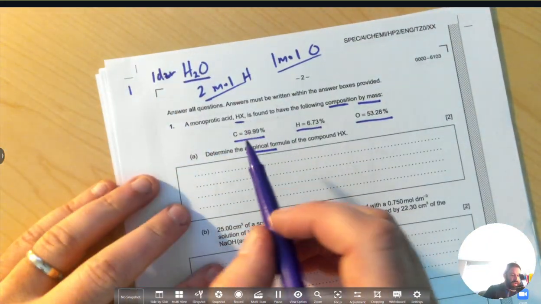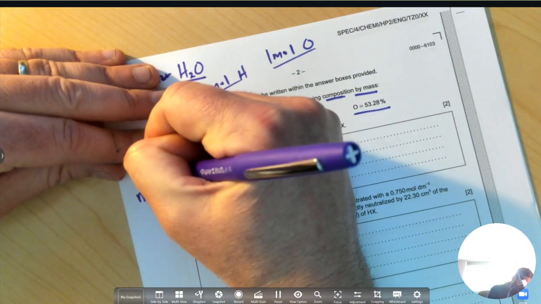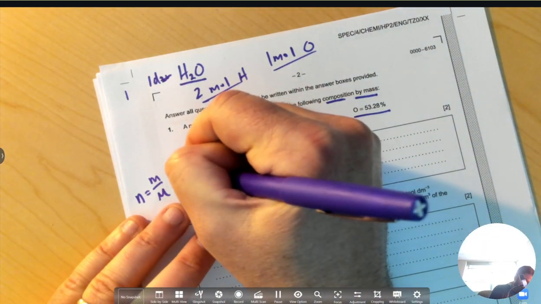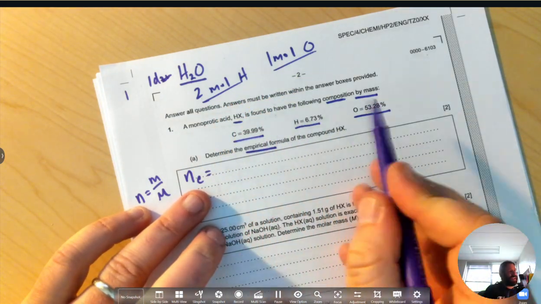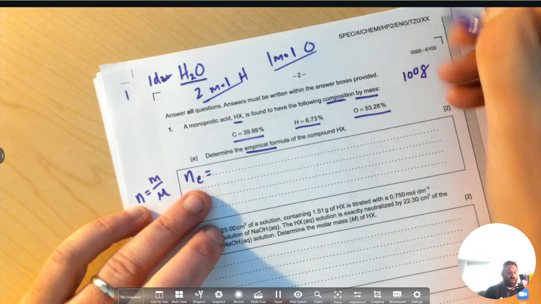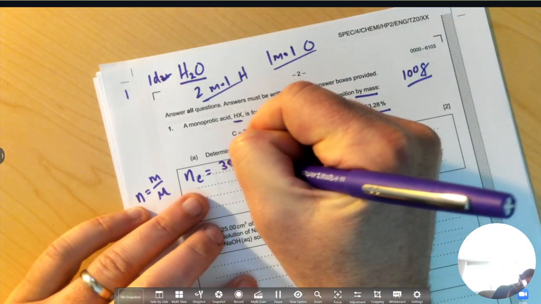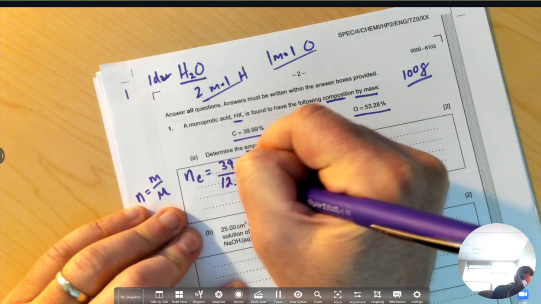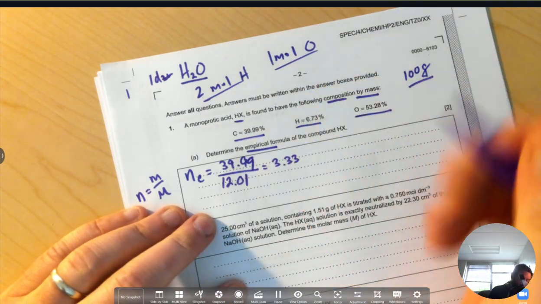So basically what I got to do is just find out how many moles of each of these things I have. So if you look in the data booklet, moles is mass divided by molar mass. So let's go ahead and do that for each element. So the number of moles of carbon will be equal to its mass. Now, when we're not given mass here, we're given percentages. But if I had 100 grams of this acid, then that would be 39.99. So anyways, 39.99 divided by the molar mass of carbon, which is 12.01. When you put that into your calculator, you get approximately 3.33.